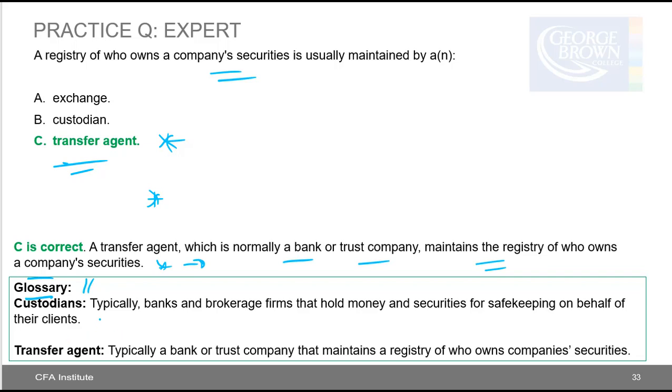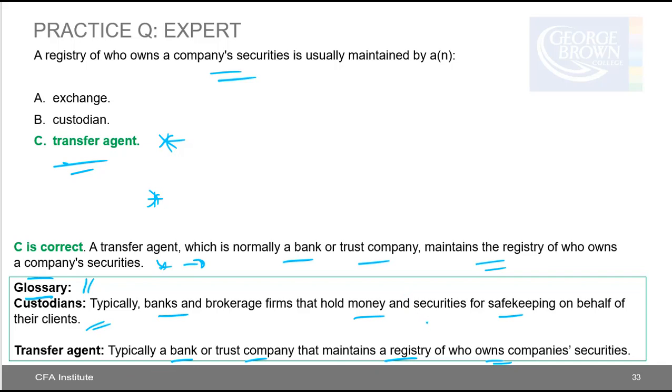And if you look in the glossary, they've got the definition for the custodians. Custodians, typically banks and brokerage firms that hold money and securities for safekeeping on behalf of their clients. But the transfer agent, again, is typically a bank or a trust company that maintains the registry of who owns the company's securities. Okay, so it may be different. So the custodian holds the money and securities for safekeeping on behalf of the clients, but the transfer agent maintains the registry.